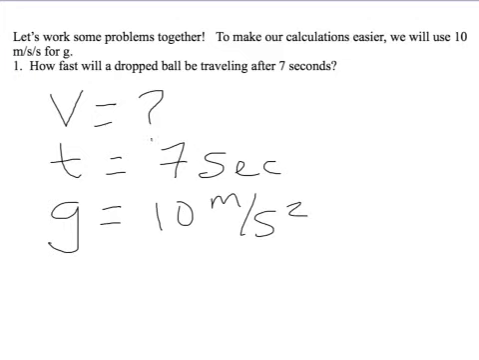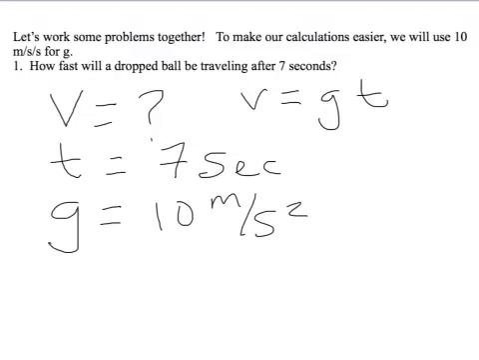So now I ask myself, which free fall equation am I going to use? Would it be v equals gt or d equals 1/2 gt squared? Well, you can clearly see from the variables that we're looking for and what we know that the equation is going to be v equals gt.